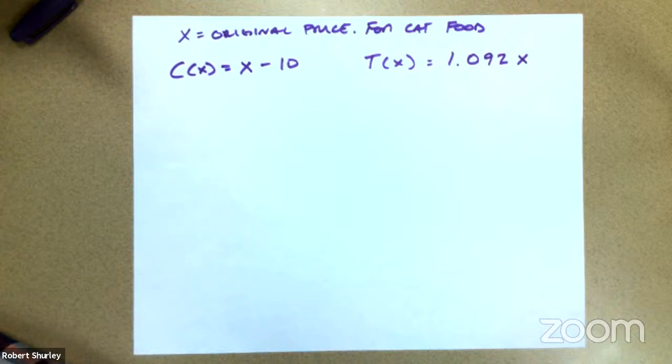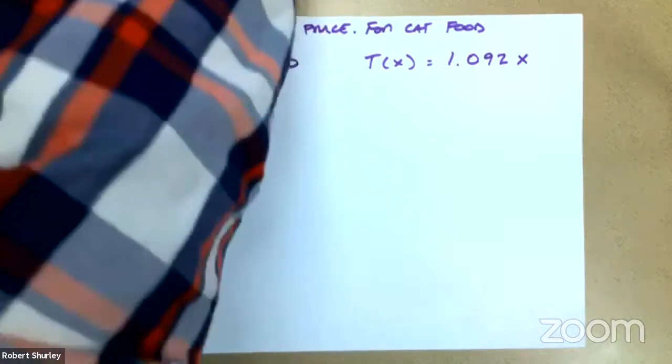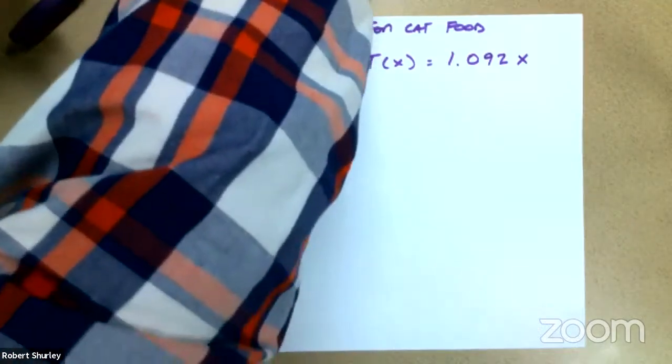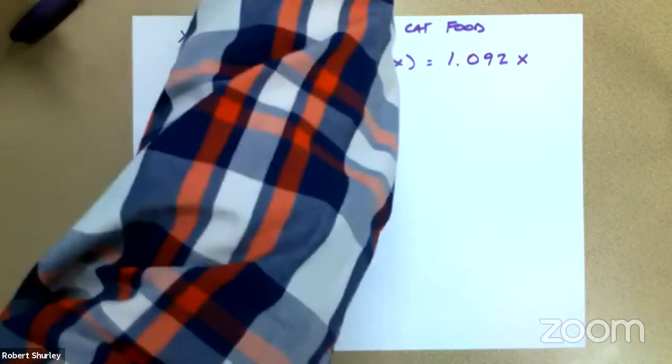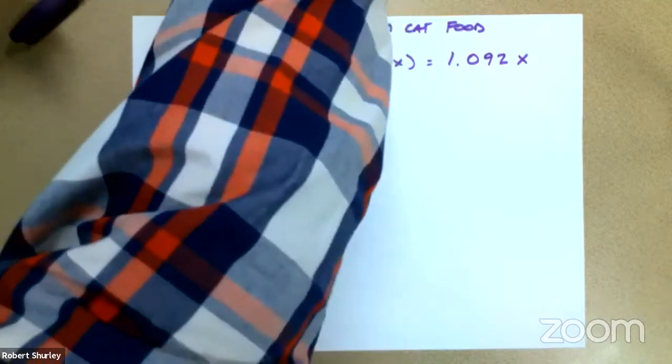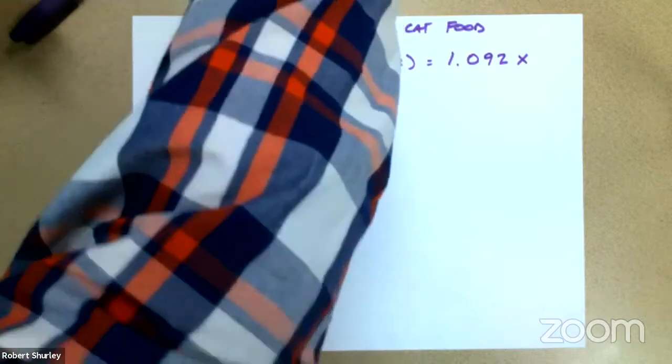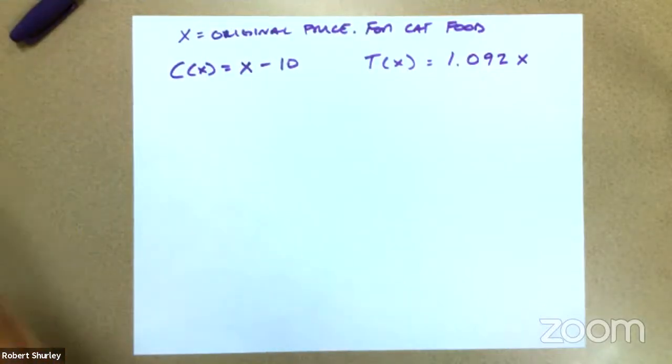How much is that cat food, Janie? What's your guess? It's usually like $12, isn't it? I have no idea. Let's say $9. So if you take $9 and multiply it by 1.092, 9 times 1.092, you'll get $9.83. So that's what you would pay with taxes.